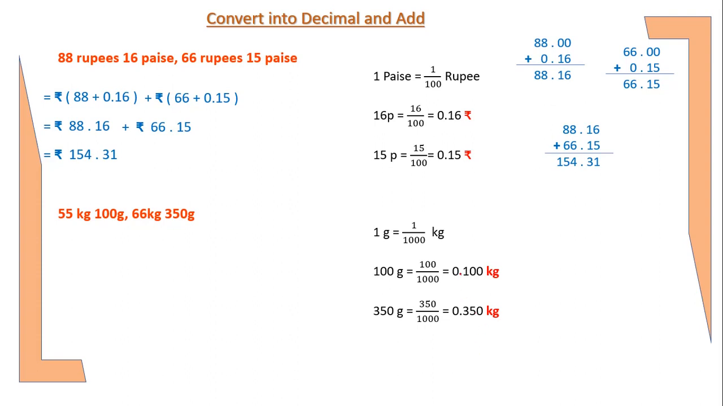Now I will take the units and add them to this 55 kg. So that only I wrote here: 55 plus 0.100 kg, and then I will take this 0.350 and add to 66 kg: 66 plus 0.350 kg. Now I will solve for the bracket.